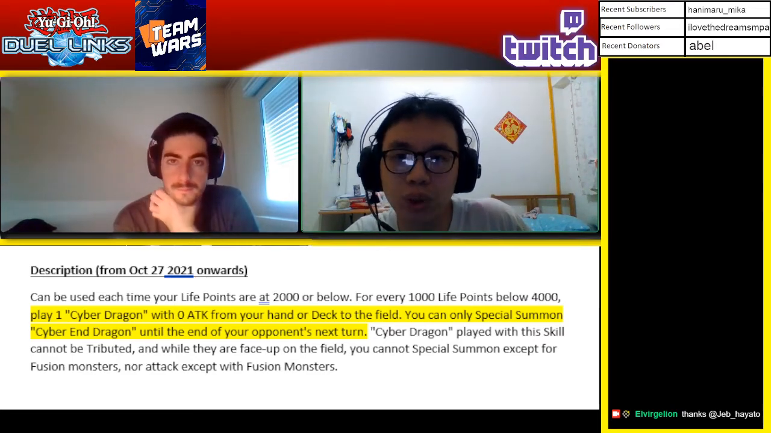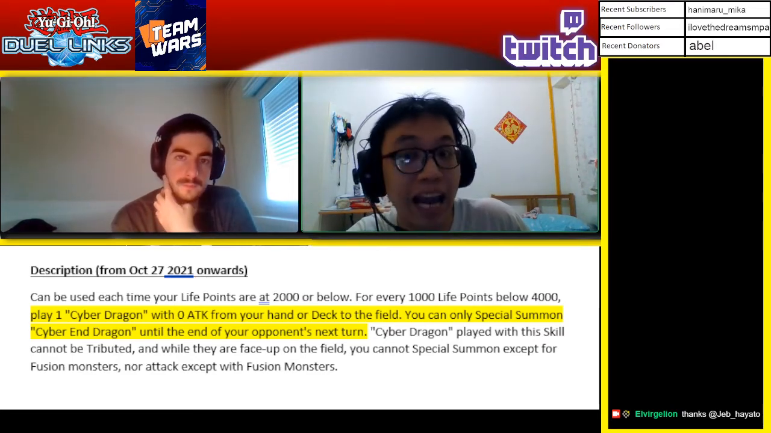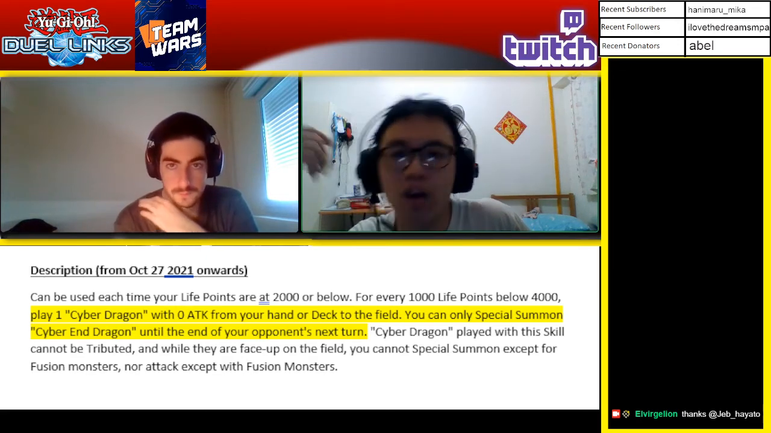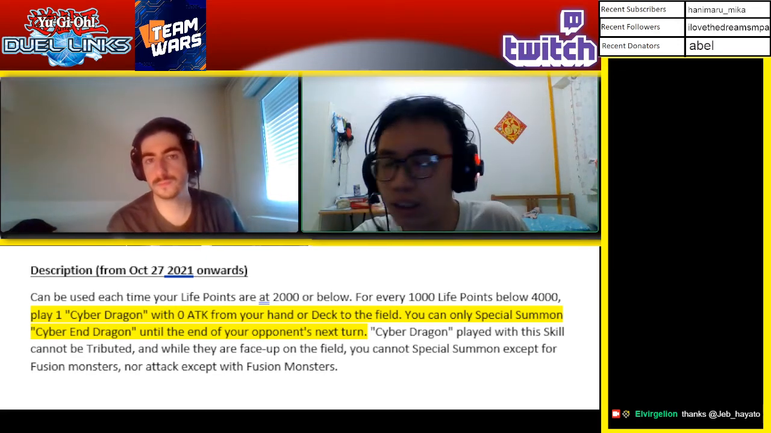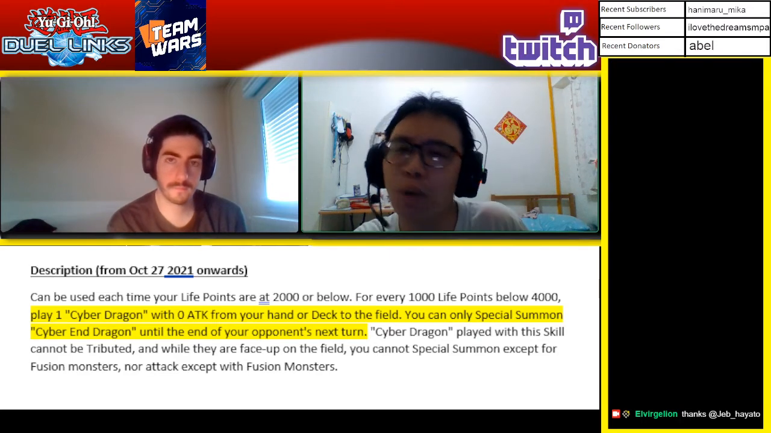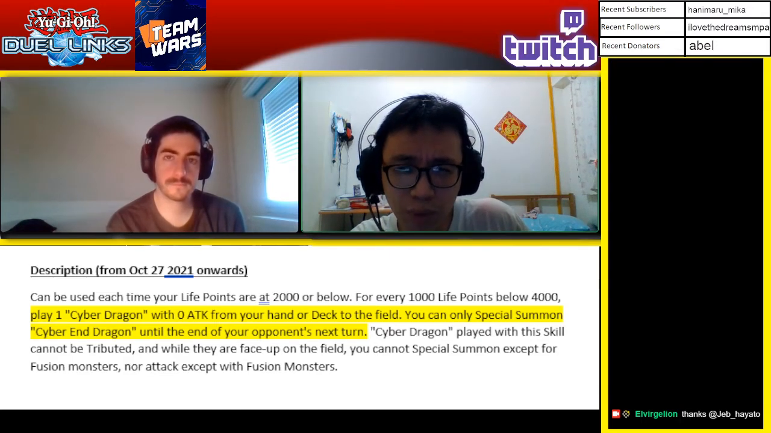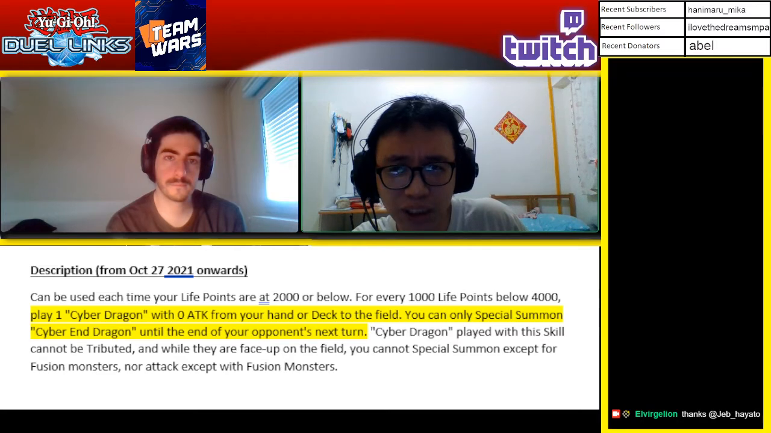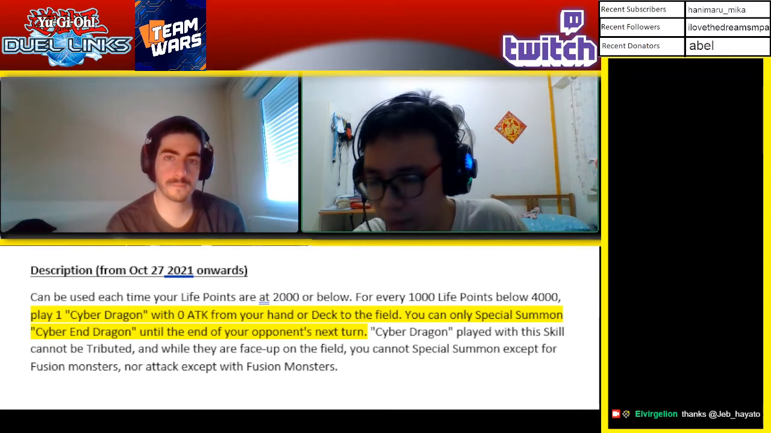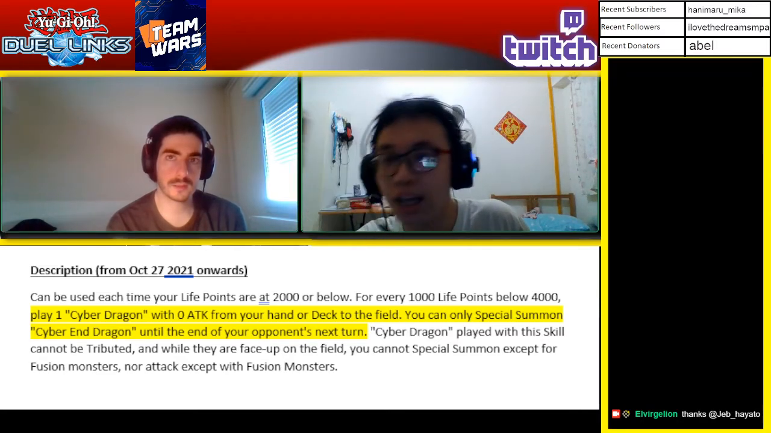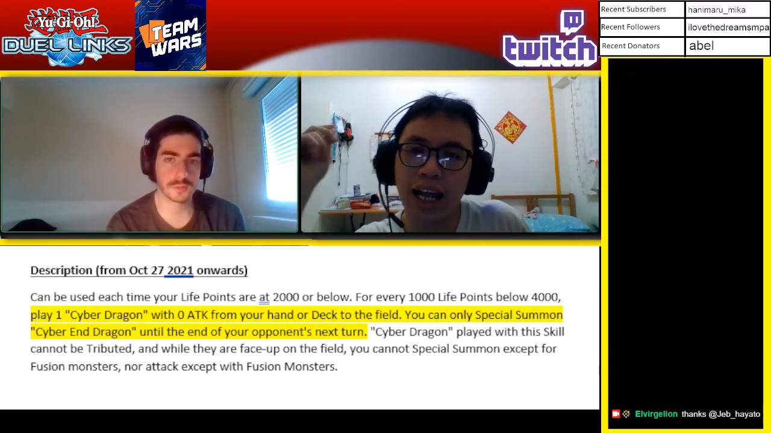And they even give a restriction that you can only special summon Cyber End Dragon until the end of the opponent's next turn. So this means you can't even use, I remember there's a fusion card where you banish fusion monsters from your graveyard and special summon the fusion monster. Wait, let me recall, what's the name of the fusion card again? That's normally Future Vision or Future Fusion. No, that's not Future Vision.